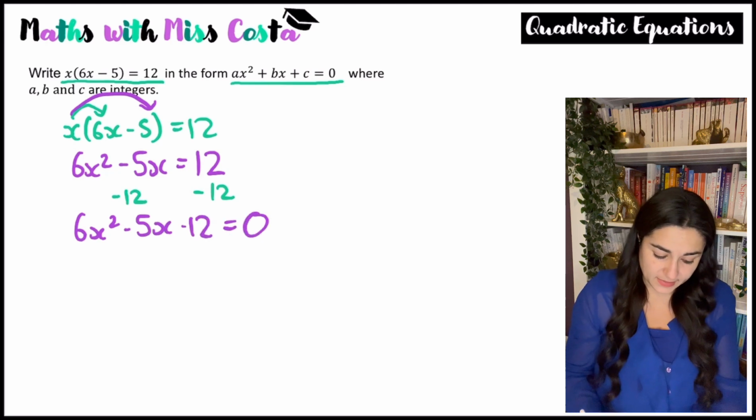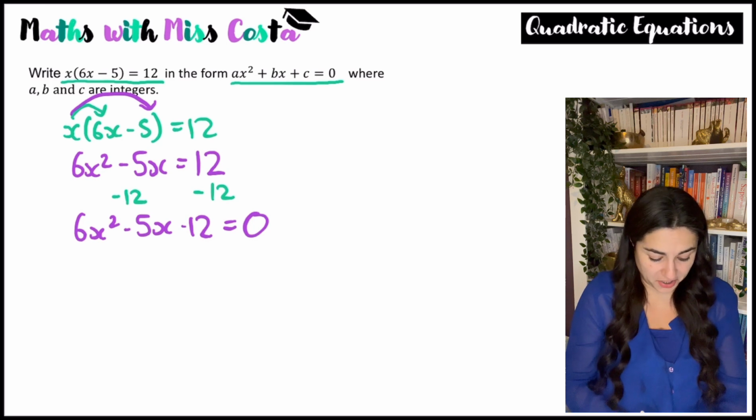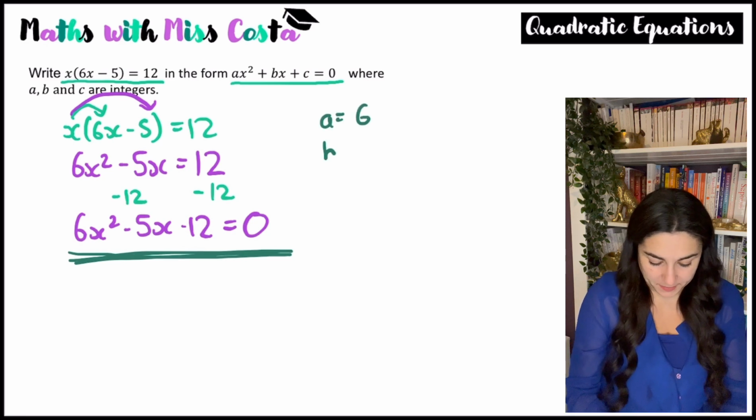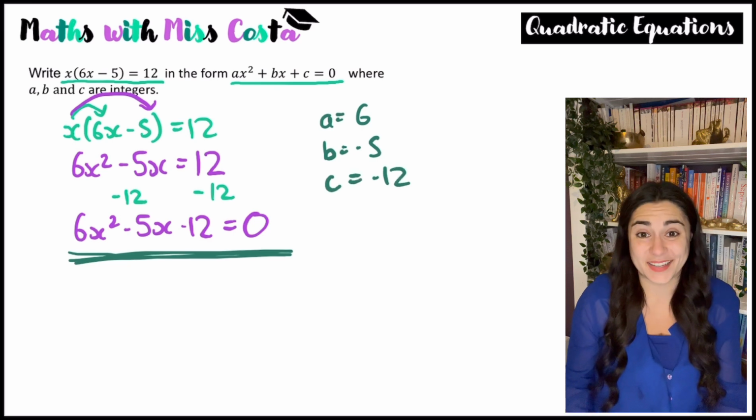So I thought it was going to ask me to solve it, but no, that's all it wants. It wants you to write this in the form 6x squared, take 5x. Okay, that's fine, where a would be 6, b would be negative 5, and c would be negative 12. And that's how we do that.